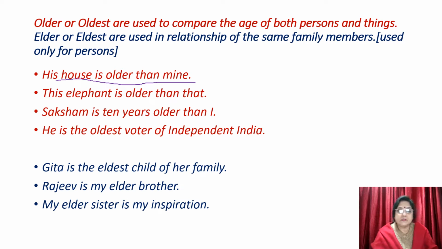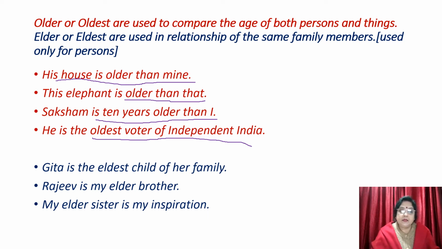His house is older than mine. This elephant is older than that. So we use older here. Saksham is 10 years older than I. Now Saksham is 10 years older than I. So here also we have used older for person. He is the oldest voter of independent India. So here we have used oldest.